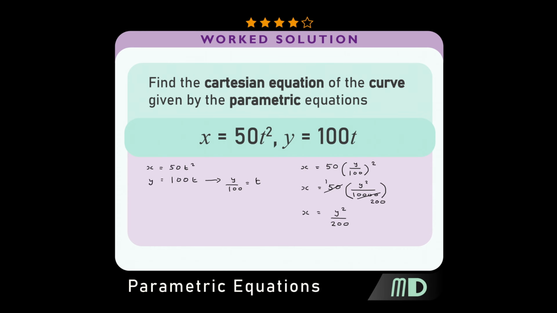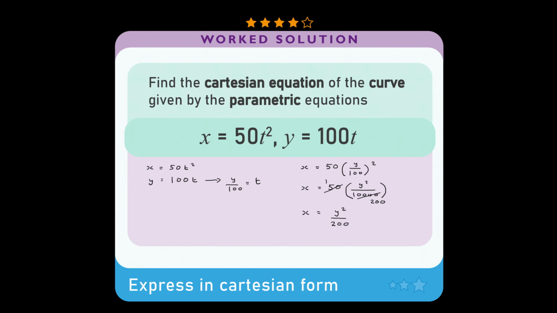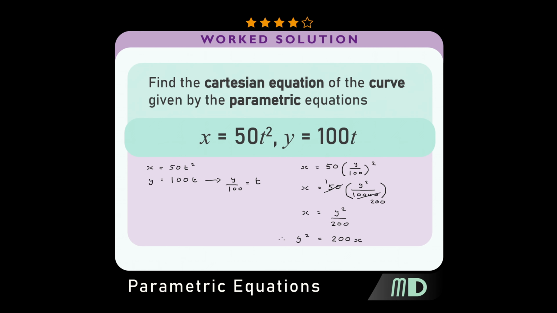An optional fourth step is to rearrange this equation to make y the subject. And we can do that by multiplying both sides by 200, giving us y squared equal to 200x. And this is the standard Cartesian form for any parabola.